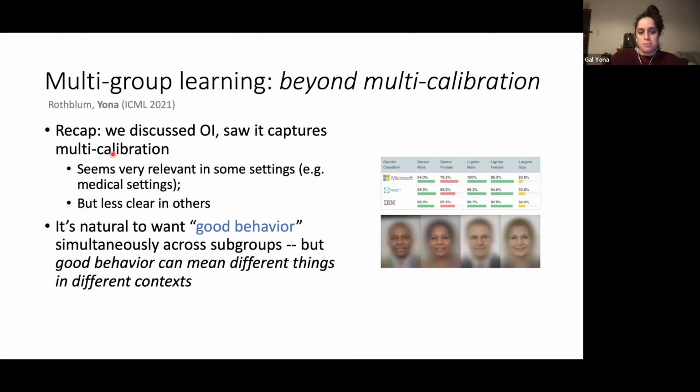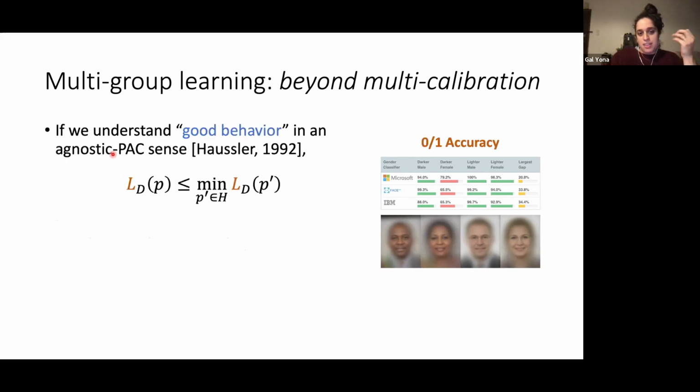So I would say that what we really want here is some notion of good behavior, where this is task specific, but we want the predictor to display this good behavior simultaneously across subgroups of interest. Okay, so this is a very high level idea of what I mean by this notion of multi-group learning. And there's a question of how you define this concept of good behavior. What I want to propose here is to interpret it in this agnostic PAC sense.